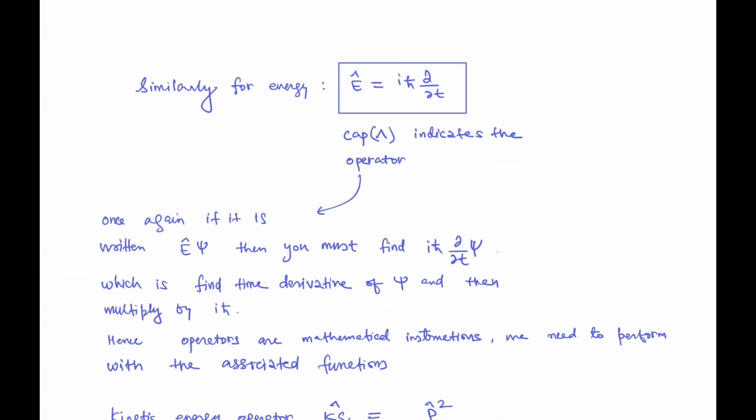Similarly, for energy, you write iota h bar d by dt, and the cap indicates that it is an operator, so you need to perform some operation. This is nothing but a partial derivative of whatever comes after it. Suppose it is iota h bar d by dt, and after this comes psi. You find this value, then multiply the result with iota h bar to get the energy.